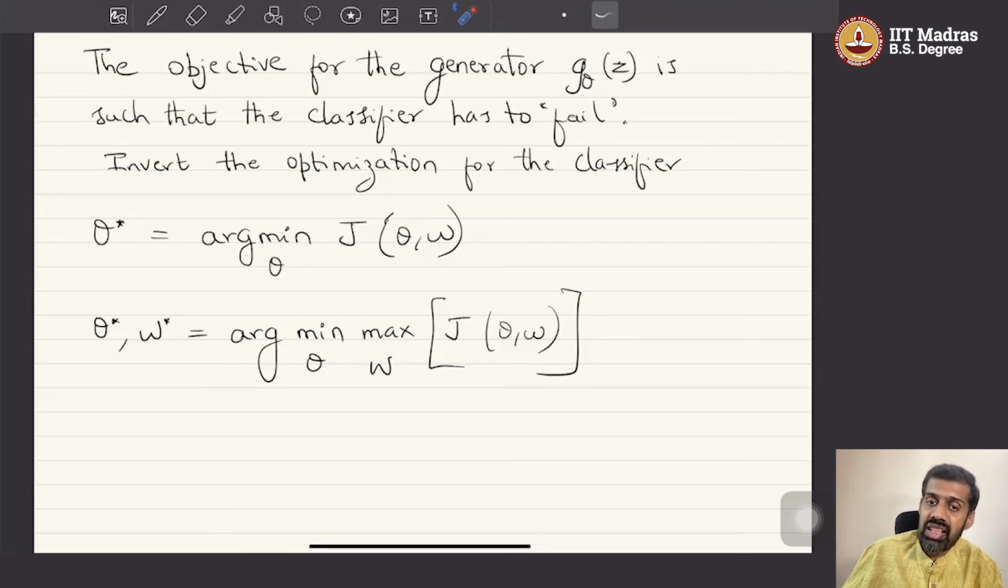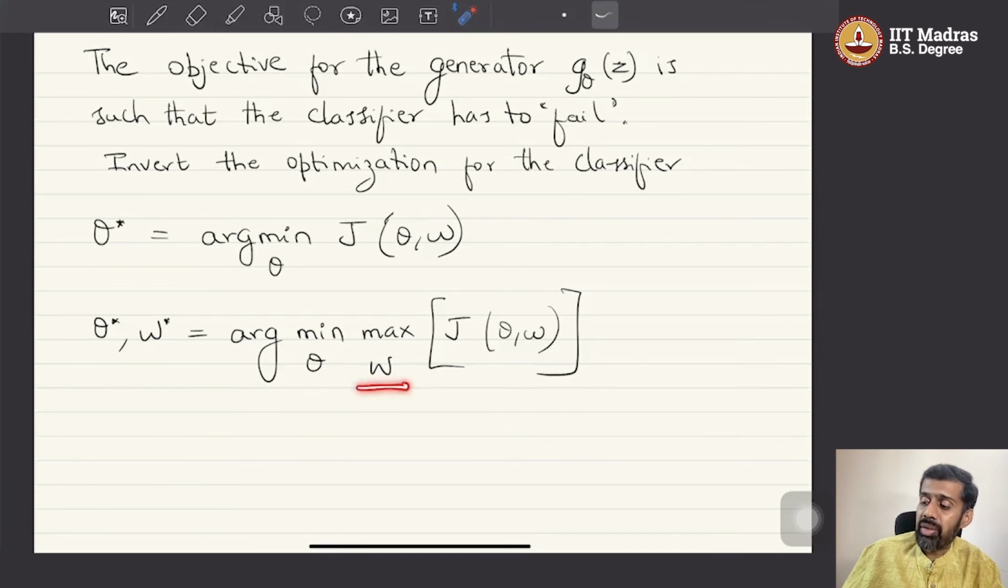So there is an adversarial game going on between the classifier and the generator, and hence the name adversarial networks, right? One of the reasons why this is called adversarial networks. I already told you why, because what we are trying to do is solve a saddle point optimization problem which involves one objective function and two sets of parameters.